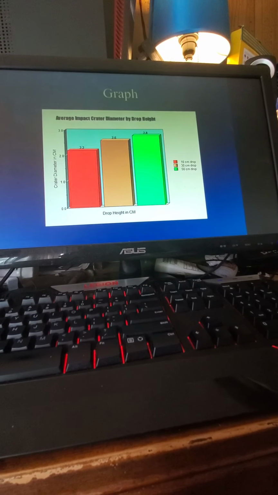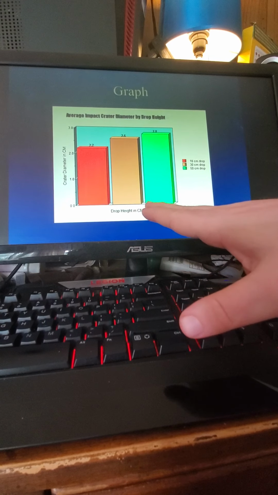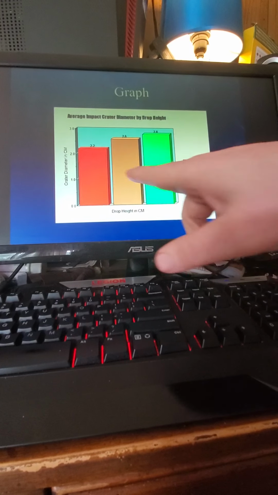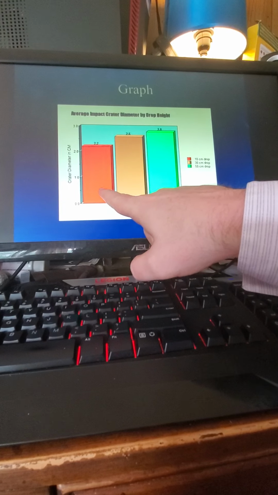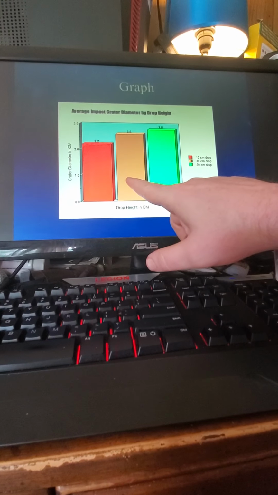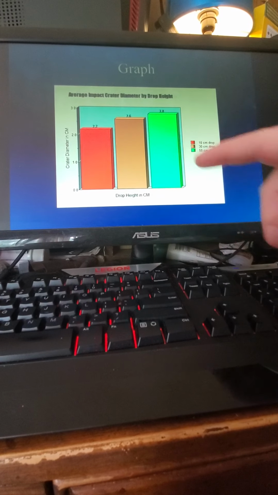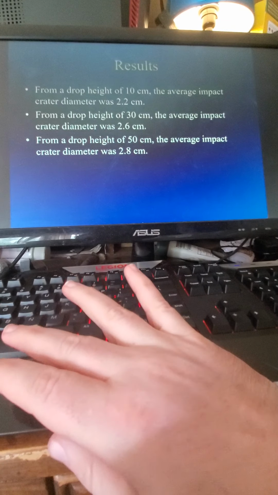Here's a very simple bar graph showing the average size. Again, that's the mean in this case, the mean of the drops that we did. So we can show that the 10 centimeter drop had an average smaller size crater, the 30 centimeter drop had an average larger size crater, and then the 50 centimeter drop had the largest average size crater, which does match my predicted outcome.